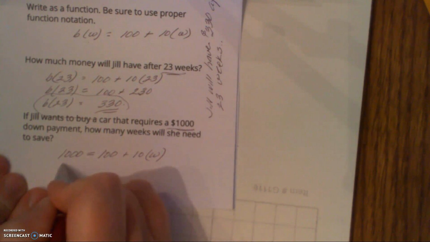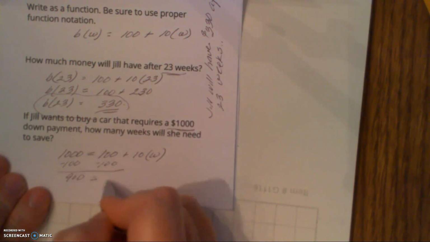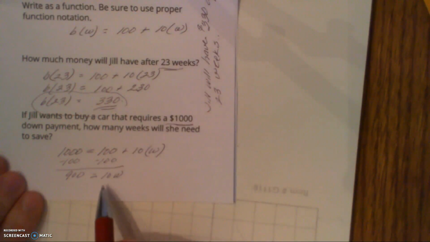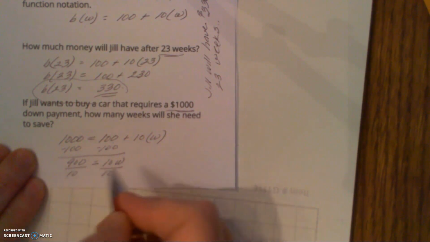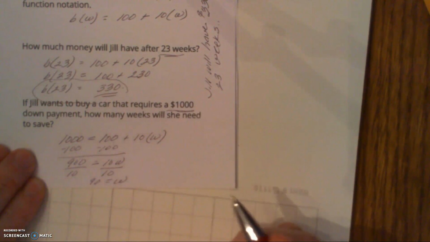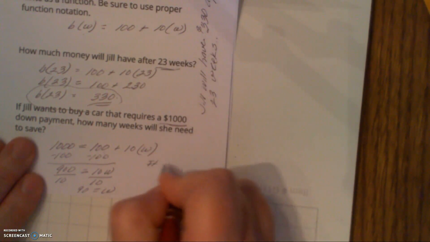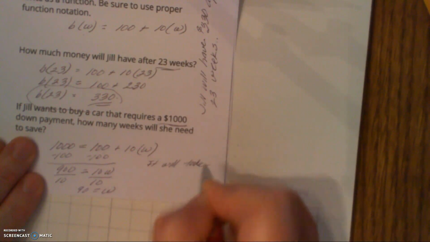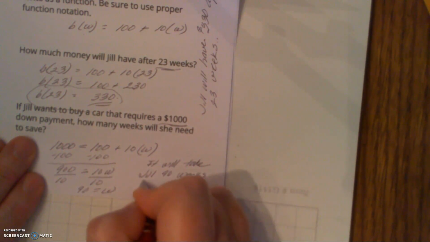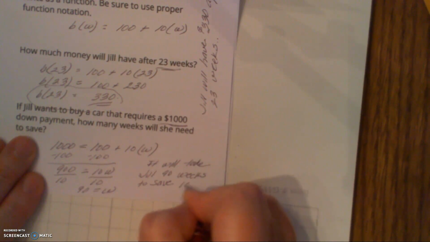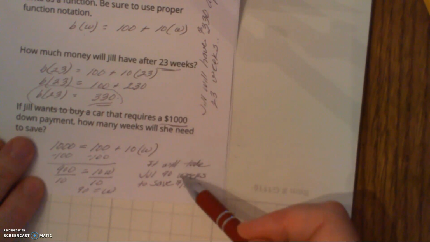So we're going to get rid of the constant on both sides, so we subtract 100. So 900 equals 10W. So here it's 10 times W. So we're going to divide by 10 on both sides. So 90 equals W. So it's going to take her 90 weeks. So it will take Jill 90 weeks to save $1,000. Okay, so now we have it in numerical and we have it in written language.